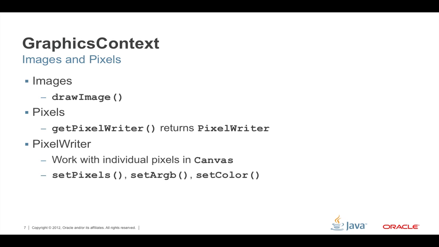From the graphics context, we can get a pixel writer, and the pixel writer will allow us to manipulate those individual pixels either by setting a value for it. We can set the values based on the alpha, red, green, and blue values, or we can use it setting a color explicitly.